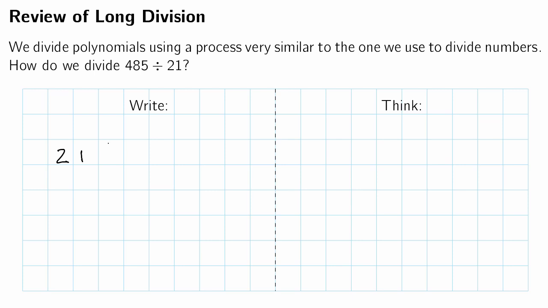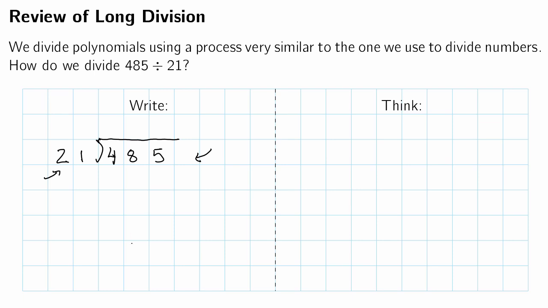So let's suppose for a moment that we want to divide 21 into 485. And we set up the division bracket that way, with the number we're dividing by outside and the number we're dividing into inside.